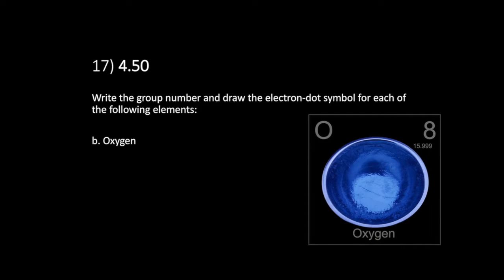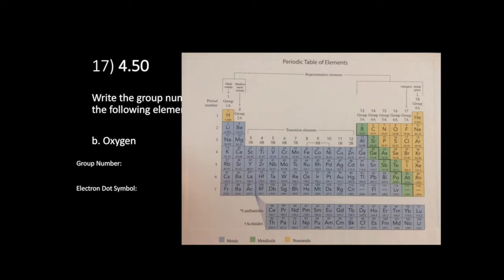How about oxygen? And here you see liquid oxygen on the right. So oxygen is sort of in the top right of the periodic table. It's in group 6A, so its group number is going to be 6A. To draw the electron dot symbol, draw the symbol, O for oxygen. That represents the nucleus and all of the inner electrons in the atom.